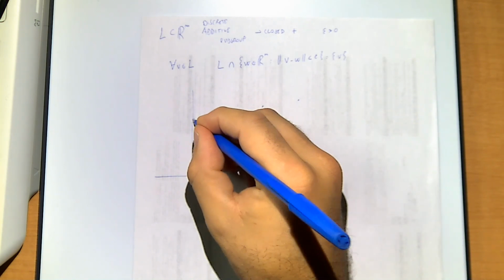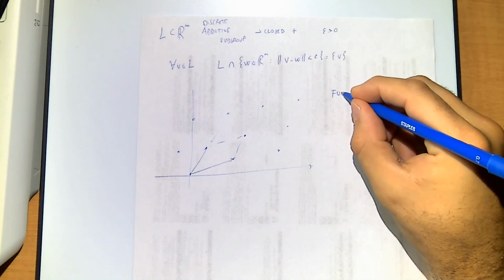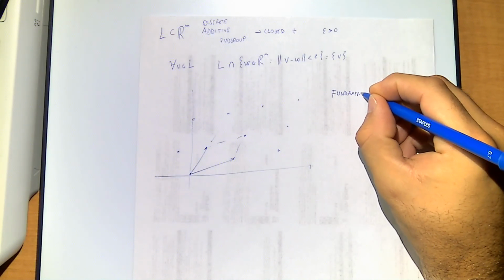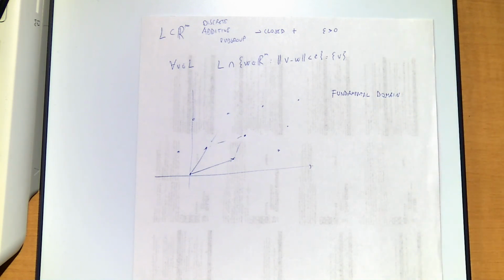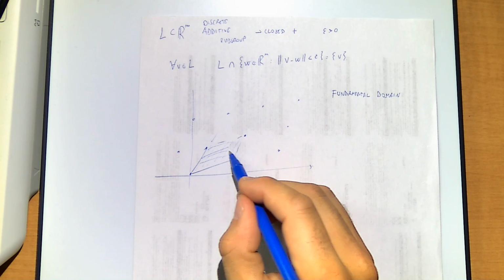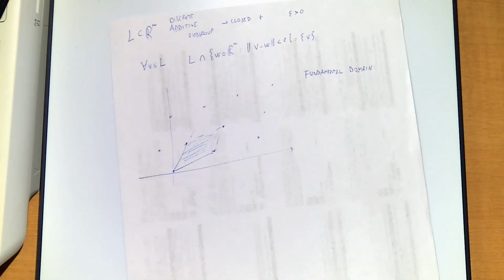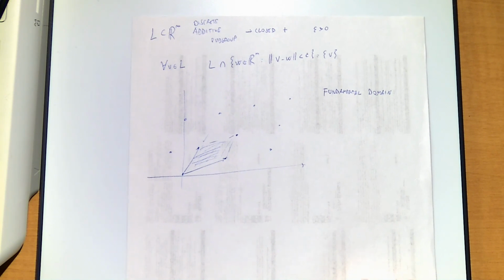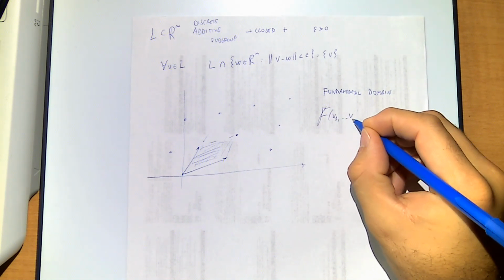That's my lattice, right? Now, if I have a basis, what is called a fundamental domain is exactly this area here, which kind of gives the imprinting of the lattice, right? So it makes sense to define that mathematically and call it F of v1 through vn.